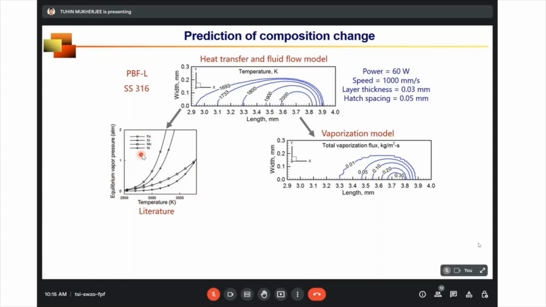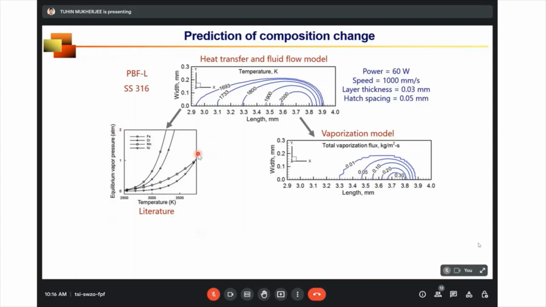Now, as I was saying, the vapor pressure does not change with temperature equally for different elements. Another thing is, when the vapor pressure is equal to 1 atmosphere, if you draw one horizontal line for one particular element, the corresponding temperature is the boiling point of that element. So the boiling point is not the same, the vapor pressure is not the same. That means they do not vaporize at the same rate. And this selective vaporization is the root cause of composition change.